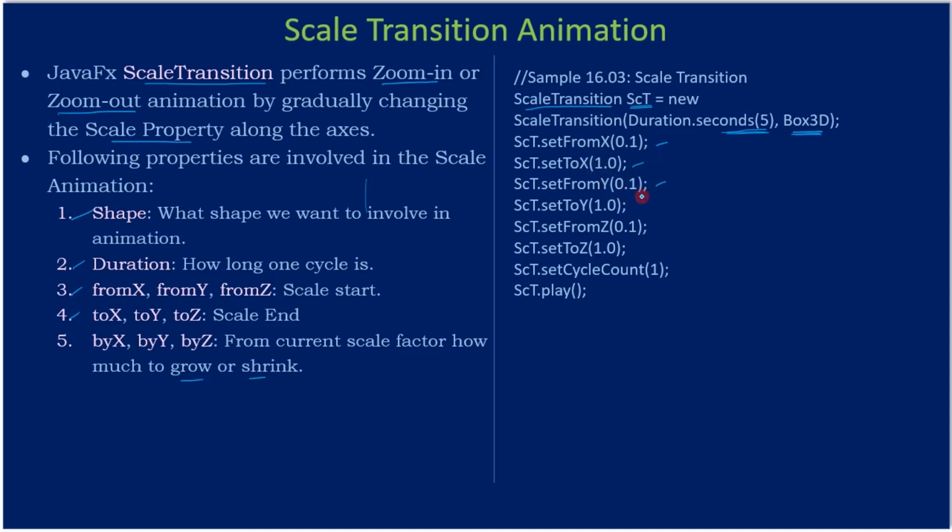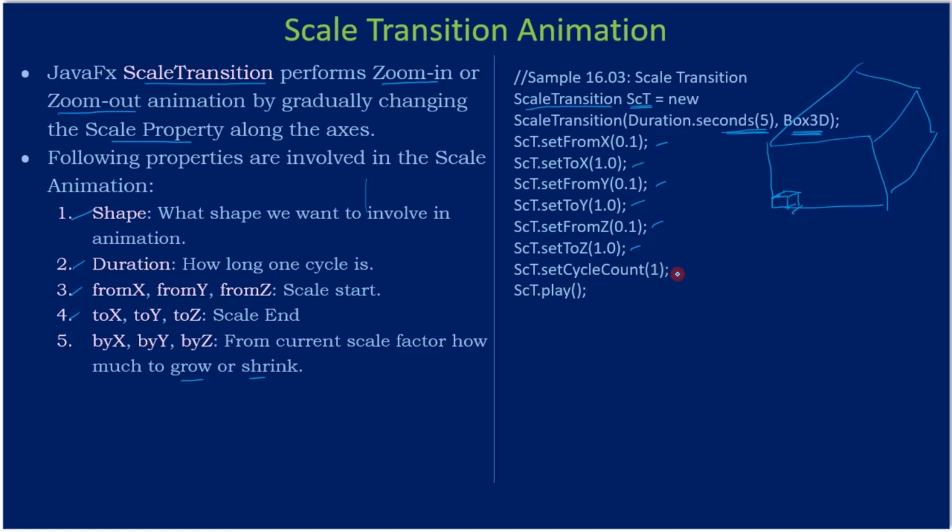Same goes for Y, and same goes for Z. In all three axes we are growing the box. So if the box is initially like this, we are growing it in all three directions to 10x. That means the box will go somewhat bigger like this from this initial scale.